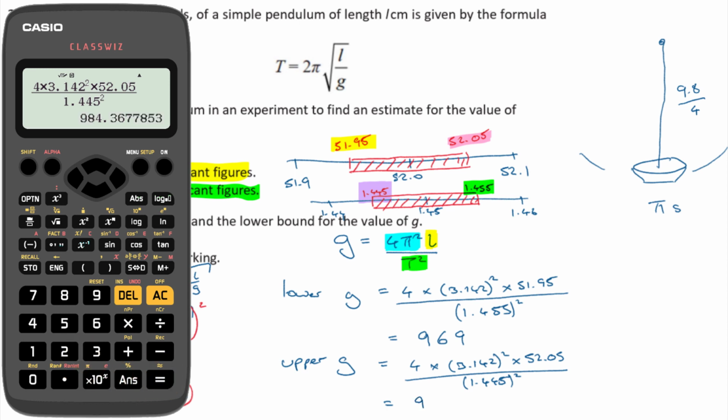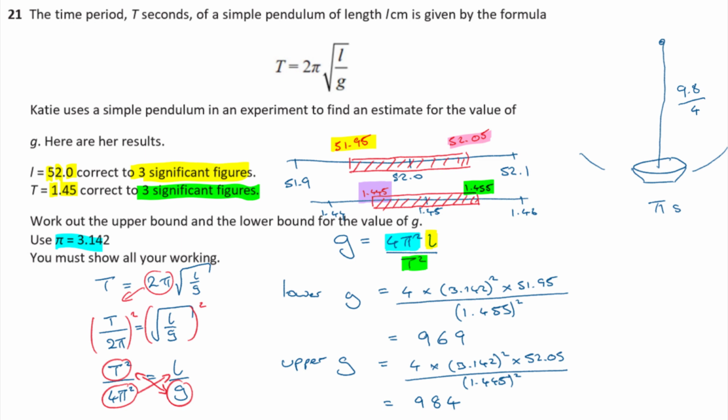So that's just a little bit above what I believe true gravity to be. So I'm feeling pretty chipper about those. So I've worked out the upper bound and the lower bound value of g. Good. 969 and 984. Okay, no units given here, so I'm not going to put any in.